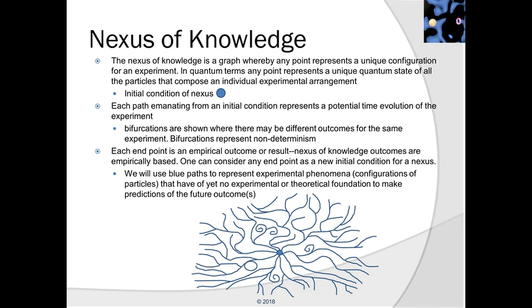Each endpoint is an empirical outcome or result. The nexus of knowledge outcomes are empirically based. One can consider any endpoint as a new initial condition for a nexus. We will use blue paths to represent experimental phenomena or configurations of particles that have as yet no experimental or theoretical foundation to make predictions of the future outcomes.